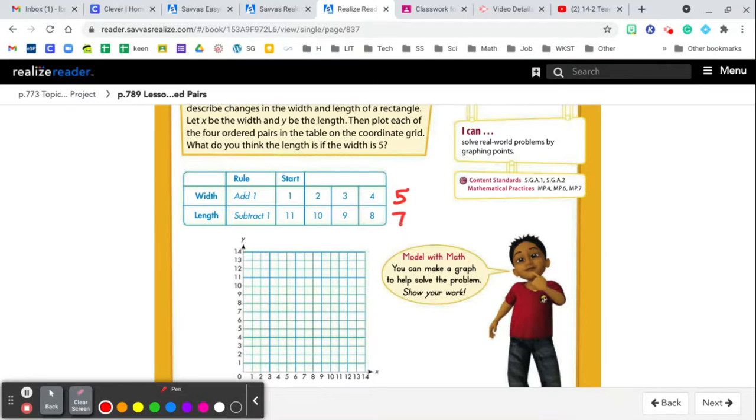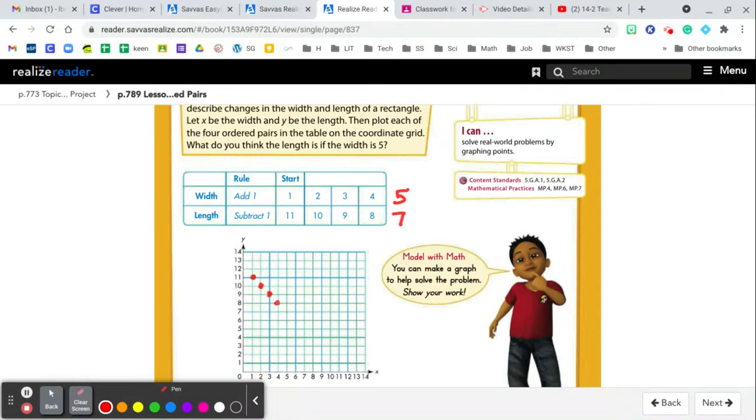So we will plot the points, starting with 1, 11, 2, 10, 3, 9, 4, 8.